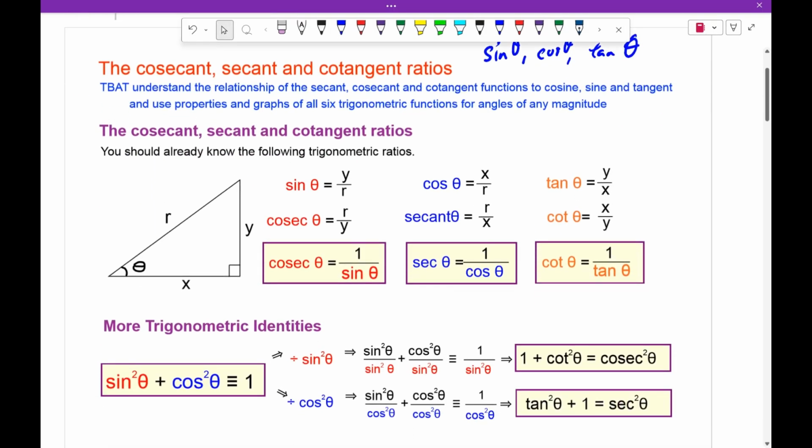Reciprocal of sine is called cosec. Reciprocal of cos is sec, and reciprocal of tangent is cot. Alright, so how am I supposed to remember the names? Actually it's very simple: the first letter of each trigonometry function equals the third letter of its reciprocal. That's the way that I can remember it.